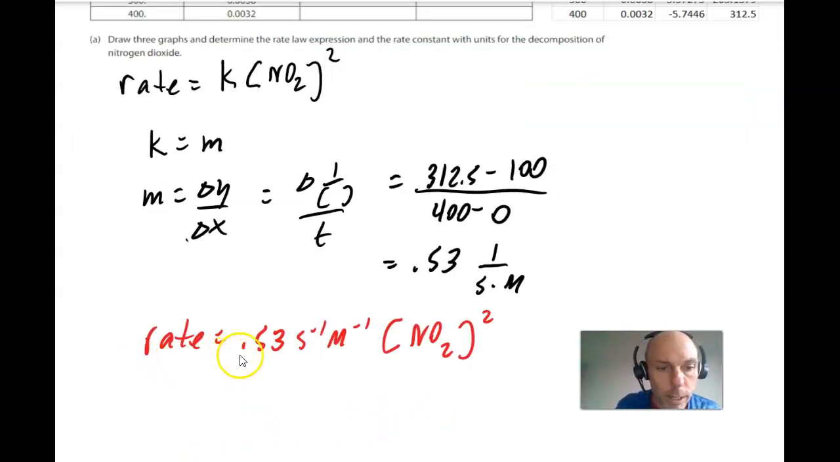And there it is. The rate is equal to 0.53 seconds to the minus 1, molarity to the minus 1 times the concentration of nitrogen dioxide squared, or second order.